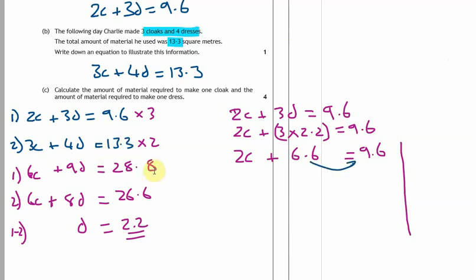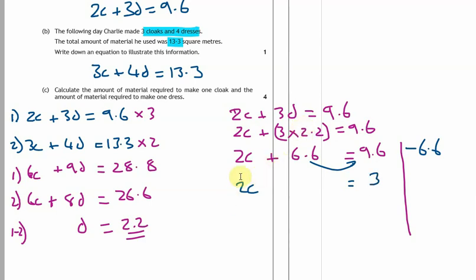Okay. Now on the left hand side here, it's plus, so I need to do the opposite. So I'm going to take away 6.6. So 2c is equal to 9.6 take away 6.6. I'll just write the answer. So 9.6 take away 6.6 is going to give me 3.